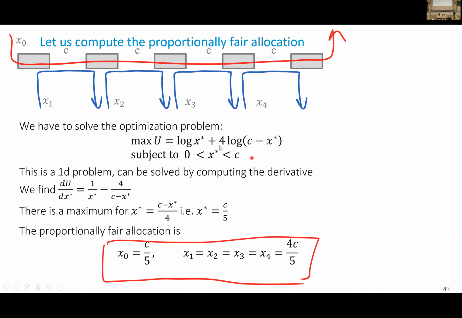So you study a function, you have a function of one variable, x star. You can compute the derivative, you can write the table of variations of this function, and you will find that there is a maximum at this value here, which is just equal to c over 5. Therefore, the proportionally fair allocation gives 1/5 of the capacity to the red and 4 times more to the blue, which was the intuition we wanted of proportionally fair allocation.